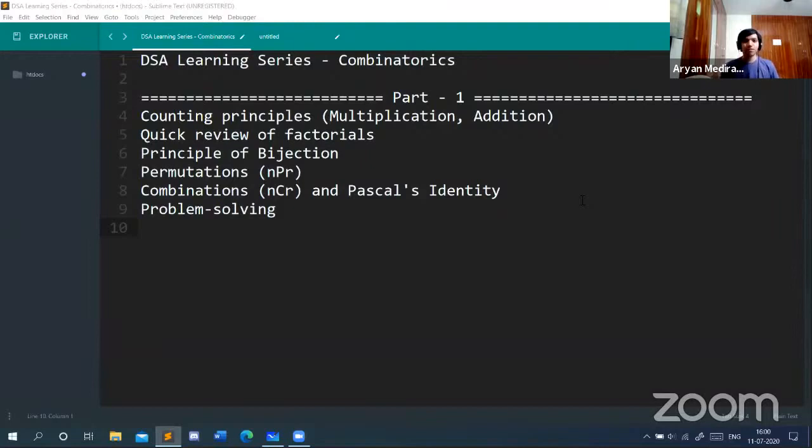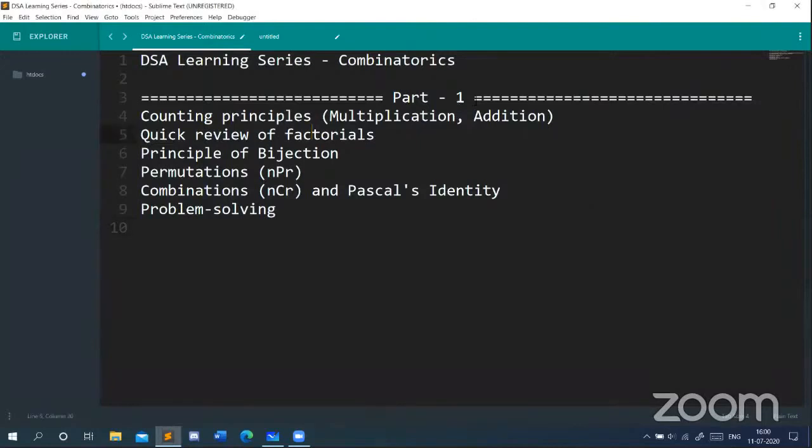Okay, great. Thank you. So today we're going to take up combinatorics and I hope my screen is visible now. Combinatorics is not an algorithm or a data structure, and yet we're discussing it in DSA. Why is that? It's because combinatorics is a part of mathematics that will help us solve problems of a very specific type, which is something we often come across.